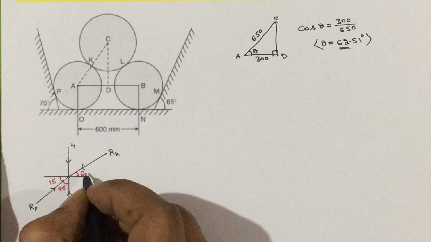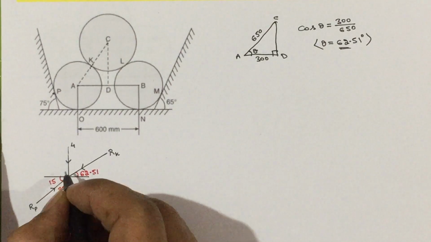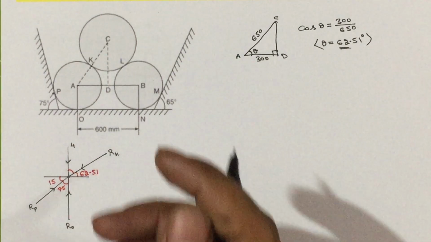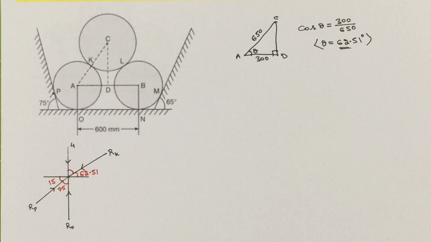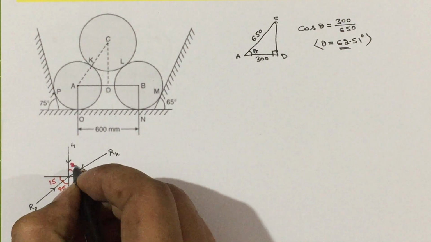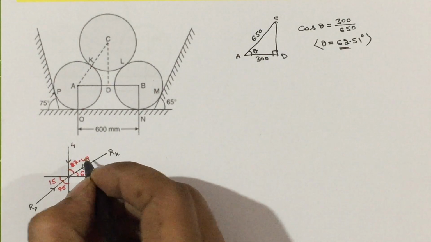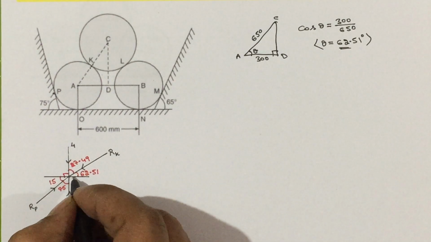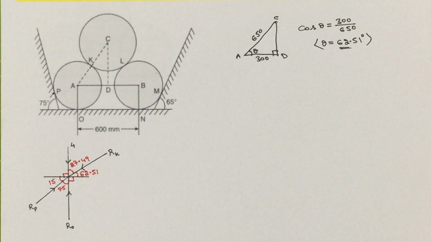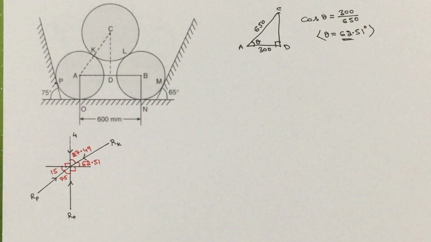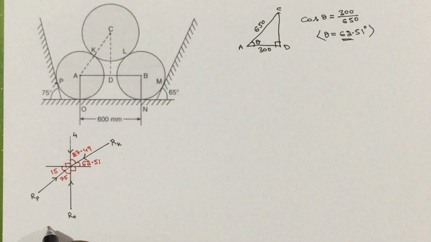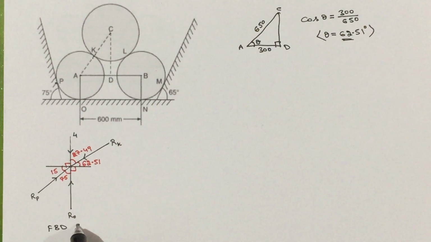That is this one, 62.51. If it is 62.51, then remaining will be 90 minus 62.51. You are going to get it as 27.49. Then this will be 90 degree, this is also 90 degree, and this will be the free body diagram. This is the free body diagram at A, or for A ball, FBD at A.